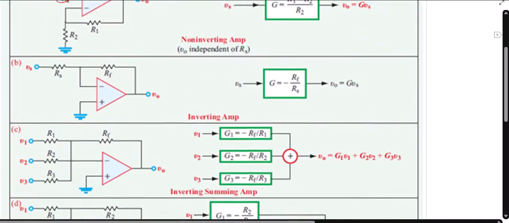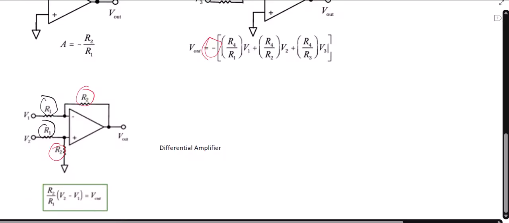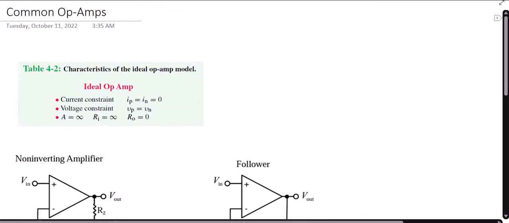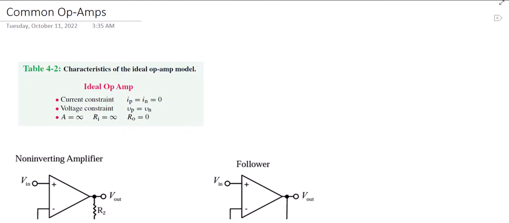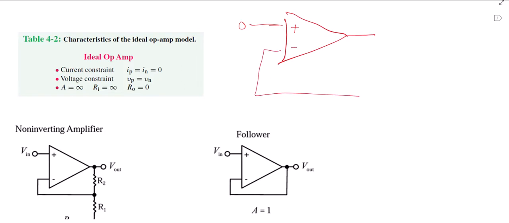But what you really need to know how to use are the properties of an ideal op-amp. The properties of an ideal op-amp are what you're going to be using to solve most of these problems. So the properties are, let me draw this. Just draw a random one here.